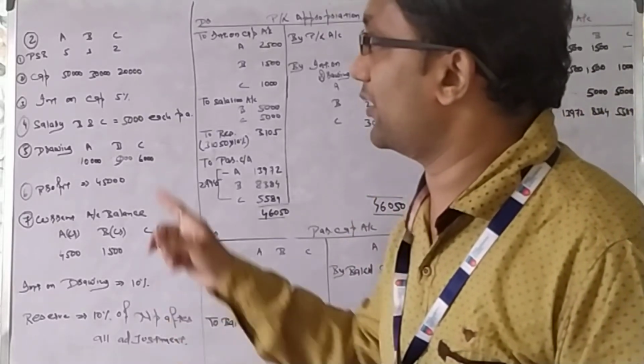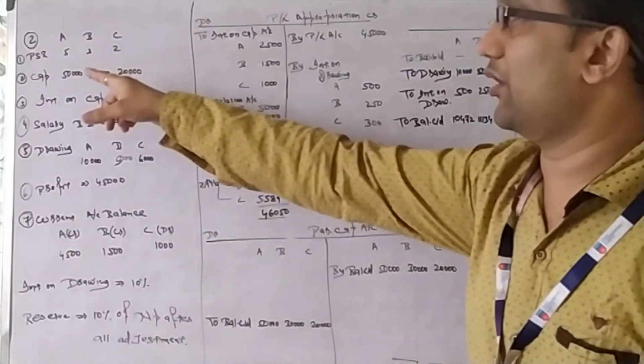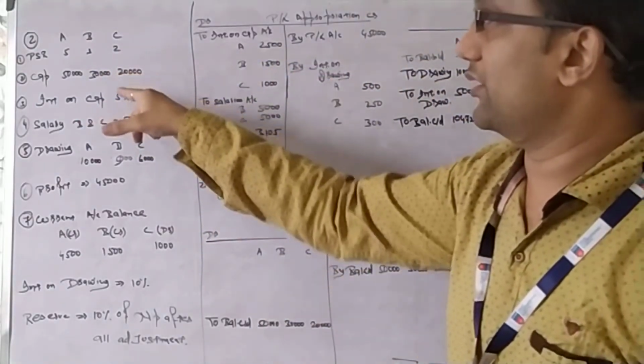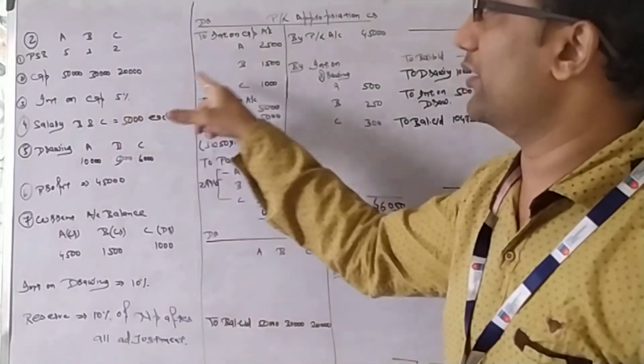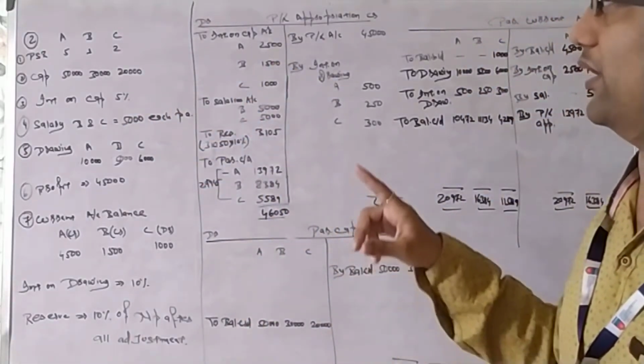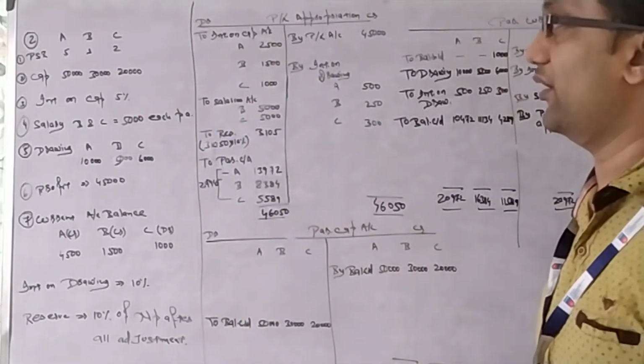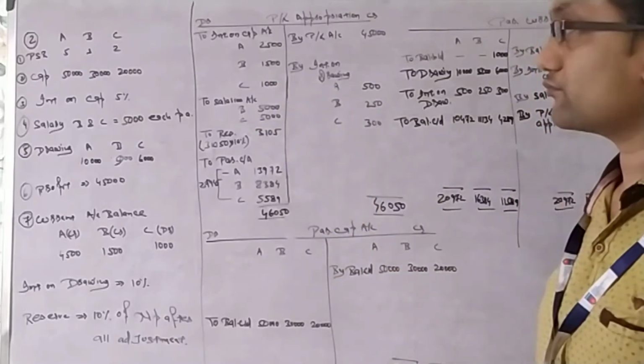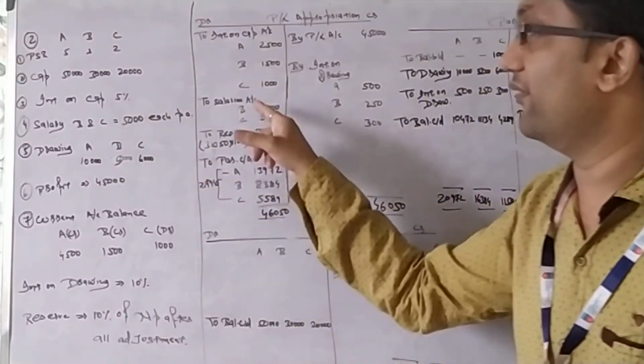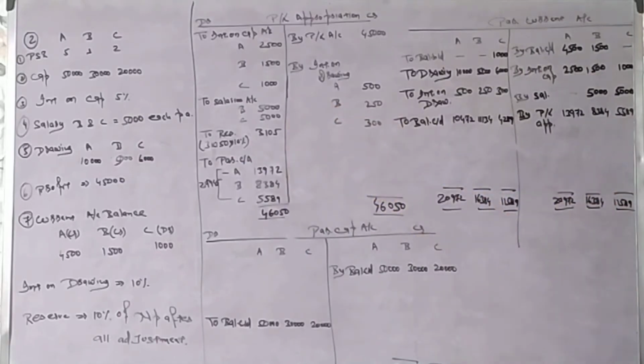Now interest on capital 5% per annum. So 50,000 into 5%, 30,000 into 5% and 20,000 into 5%. It will come to A 2,500, B 1,500, C 1,000. Salaries: only B and C will get 5,000 each.